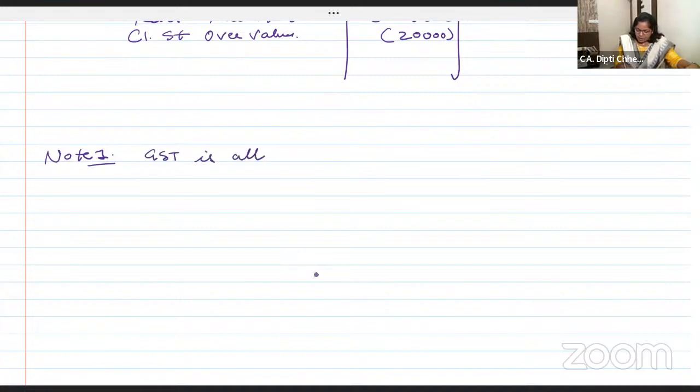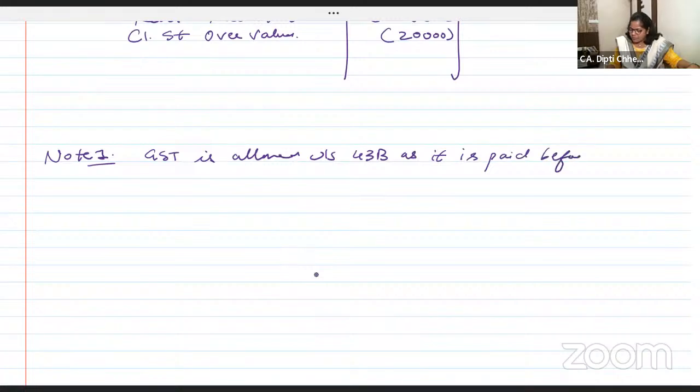GST is allowed under section 43B as it is paid before the due date of filing return. So that is allowed. Now go and write its note. Did you observe one thing, dear students? I'm not jumping around the question paper.